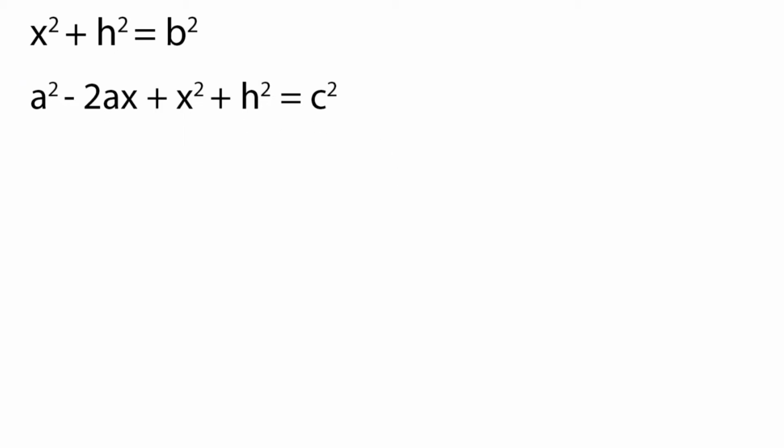We have a squared minus 2ax plus x squared from our FOILed out version, plus h squared from our old equation, equals c squared. So now that we just substituted out the a minus x squared, if we look up here, we see x squared plus h squared equals b squared. And we actually do have an h squared plus x squared. So we can substitute that out for b squared.